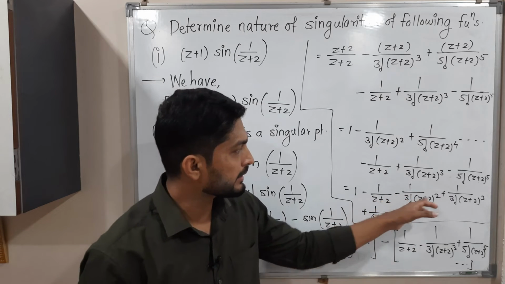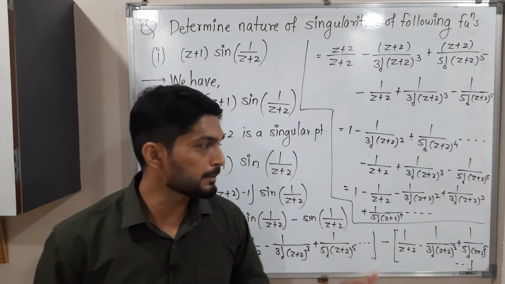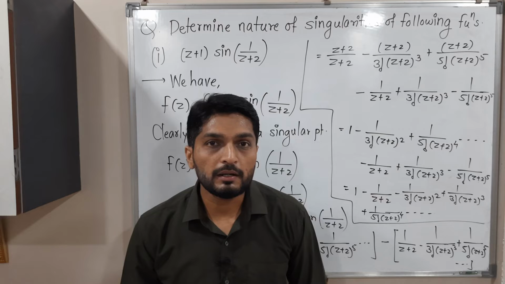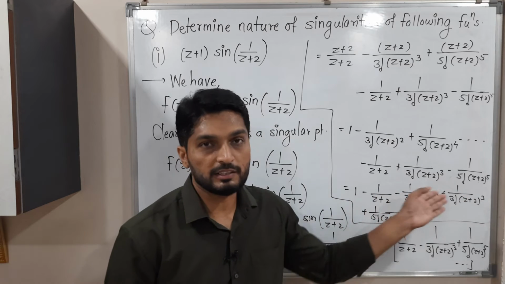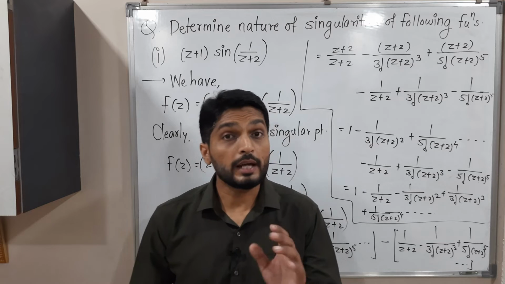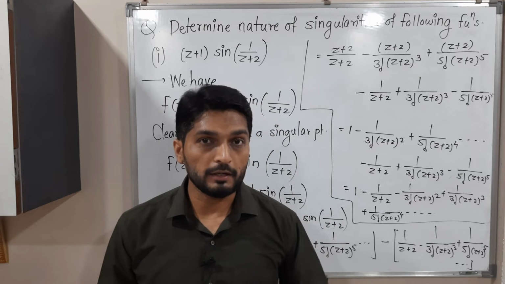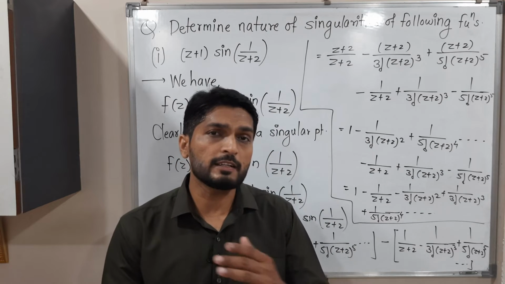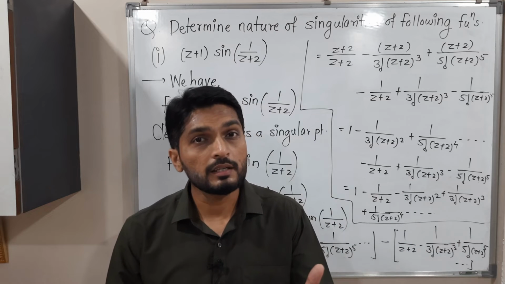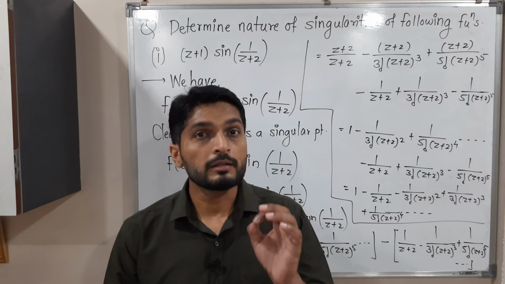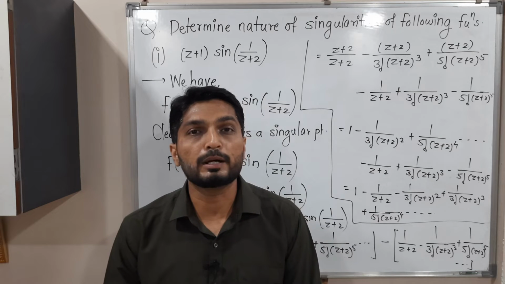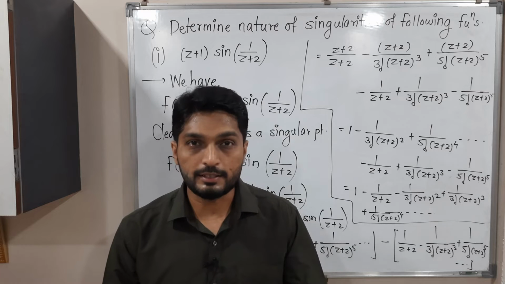All these terms lie in the principal part except this one. So how many terms are there in the principal part? Infinitely many terms are there. It is not terminating anywhere, getting? Infinitely many terms are there. So if the principal part of the Laurent series expansion has infinitely many terms, then what do we say? Isolated essential singularity. So that's why we will declare z is equal to minus 2 is an isolated essential singularity.